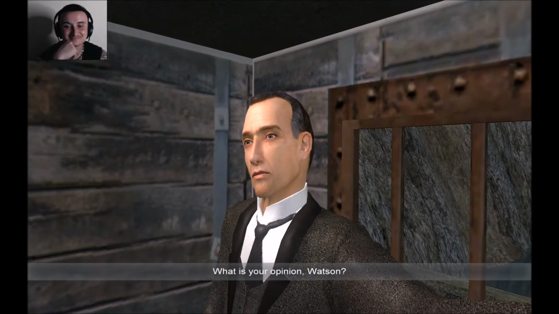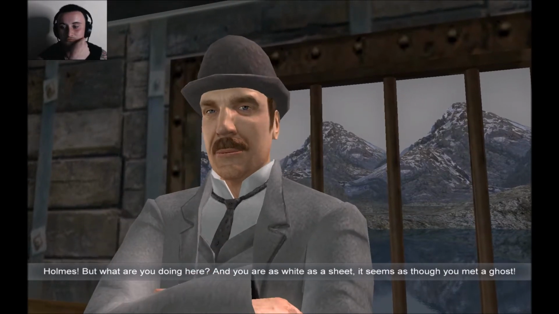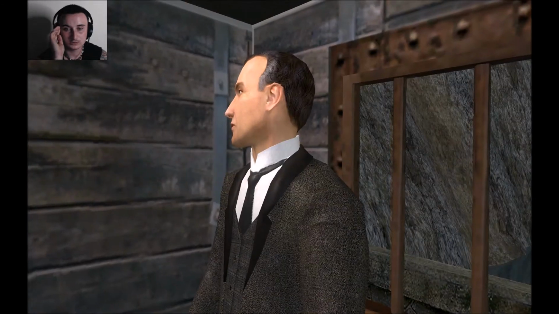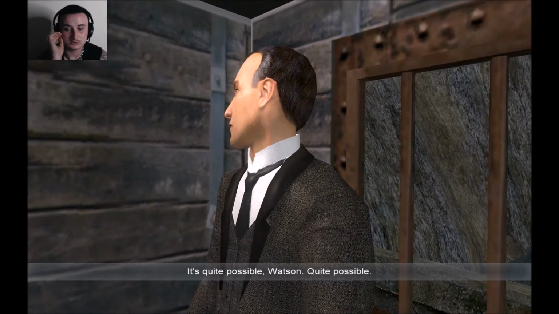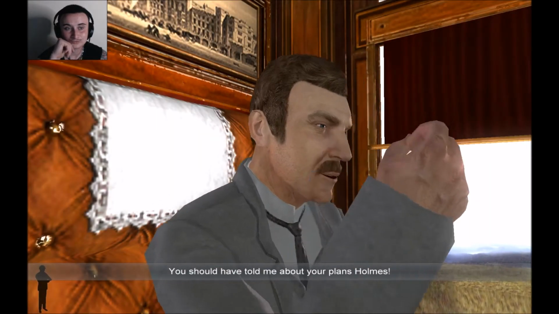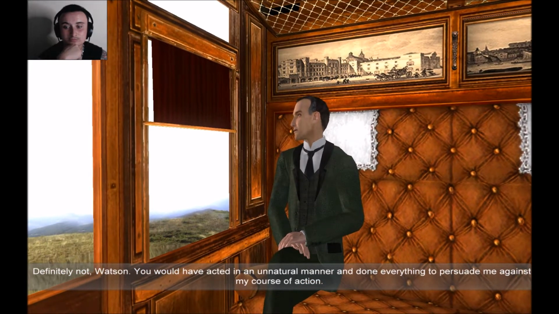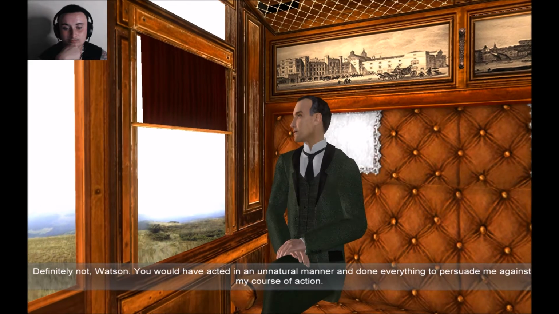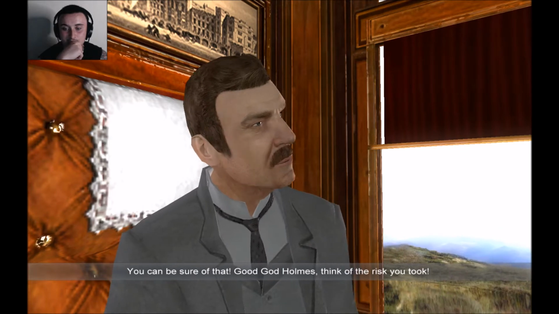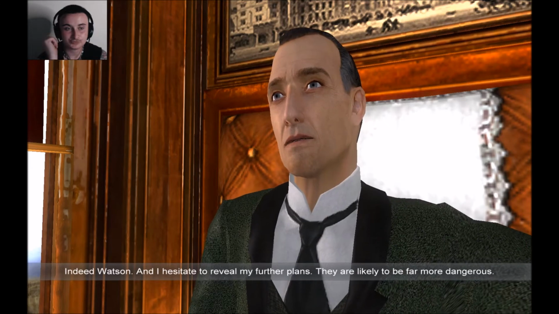What is your opinion, Watson? Holmes! But what are you doing here? And you are as white as a sheet. It seems as though you met a ghost. It's quite possible, Watson. Quite possible. You should have told me about your plans, Holmes. Definitely not, Watson. You would have acted in an unnatural manner and done everything to persuade me against my course of action. You can be sure of that. Good God, Holmes, think of the risk you took. Indeed, Watson, and I hesitate to reveal my further plans. They are likely to be far more dangerous.